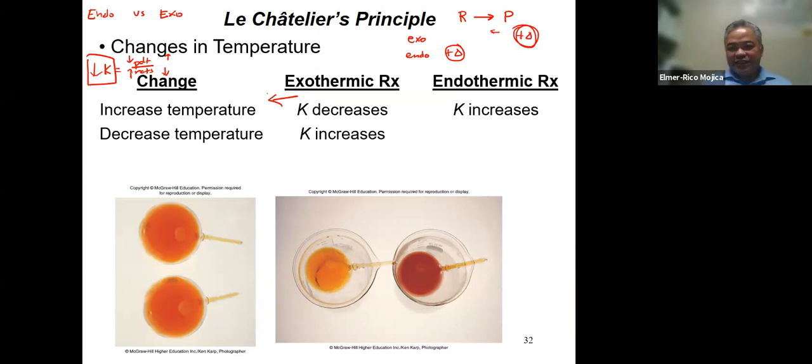The same thing in an endothermic reaction: you decrease the temperature, you don't have heat. So it favors the reaction to produce heat, which is the backward reaction. And in a backward reaction, the concentration of your products decreases and the concentration of your reactant increases, which results in your K being decreased.